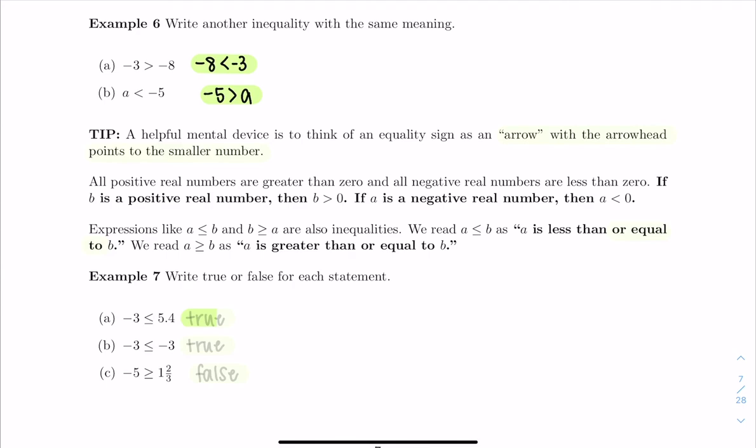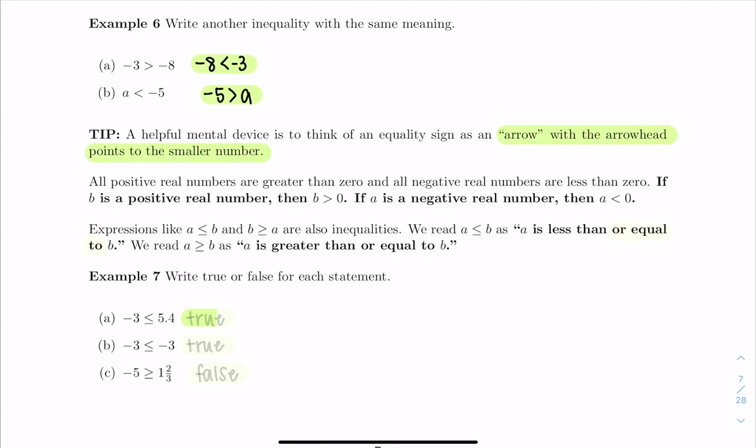So a helpful mental device is to think of an inequality sign as an arrow, with the arrowhead pointing to the smaller number. And all positive real numbers are greater than 0, and all negative real numbers are less than 0. So if B is a positive real number, then B is greater than 0. And if A is a negative real number, then A is less than 0.